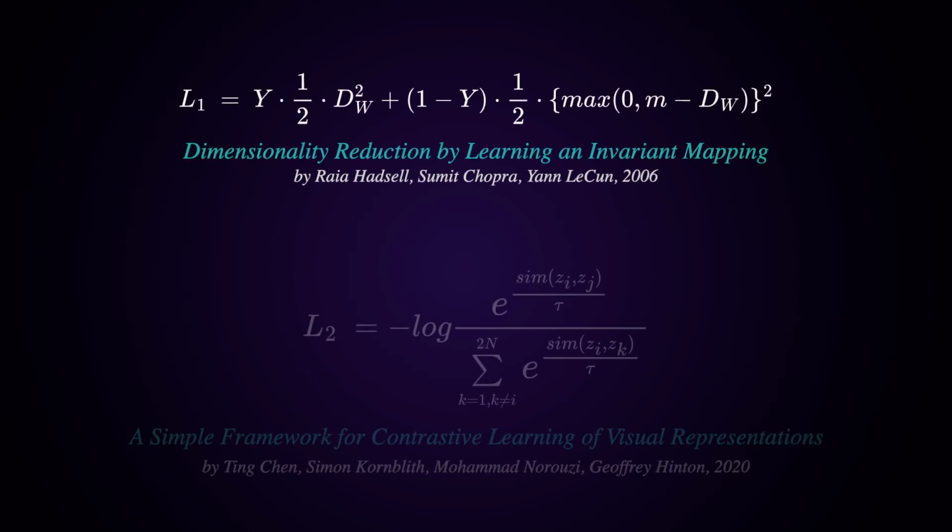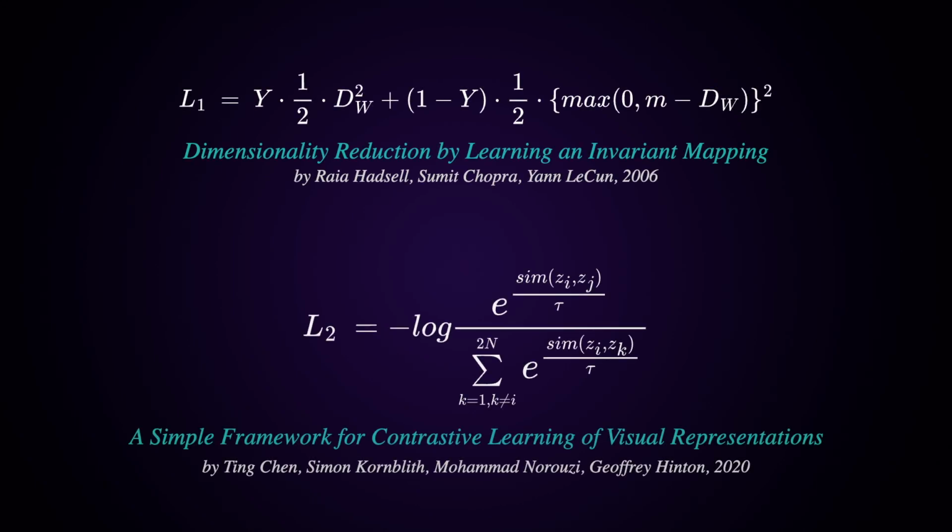Hello everyone. Today we'll talk about contrastive loss. From the start, there is some confusion because there are two different losses people call contrastive. The first one, published by Yann LeCun's team in 2006 in the paper Dimensionality Reduction by Learning an Invariant Mapping, is, from my point of view, the true contrastive loss.